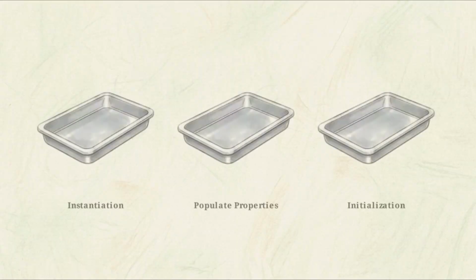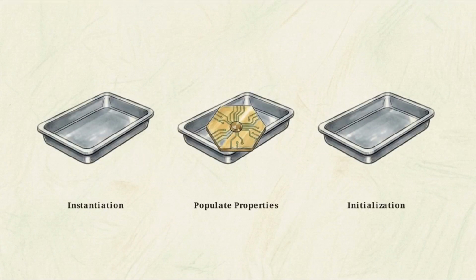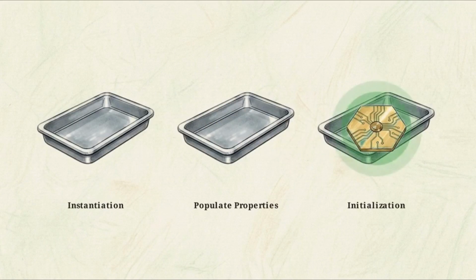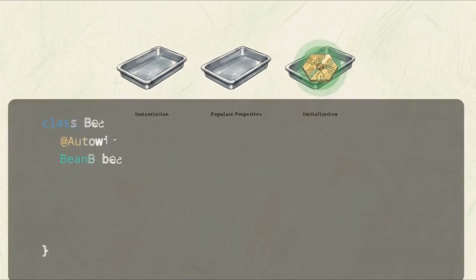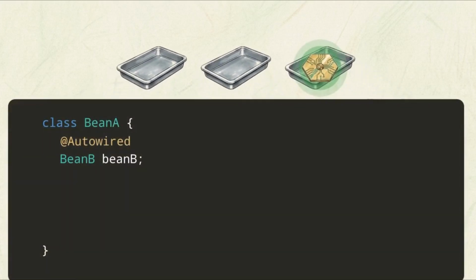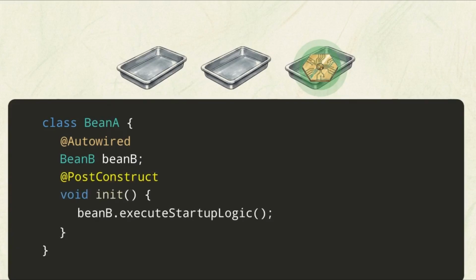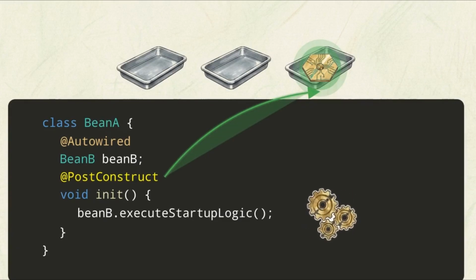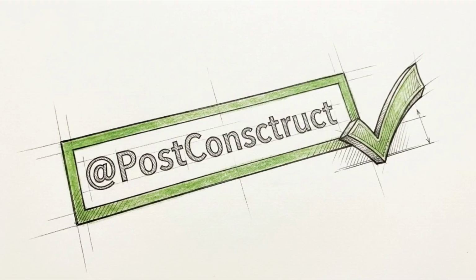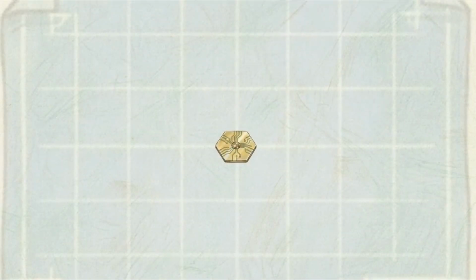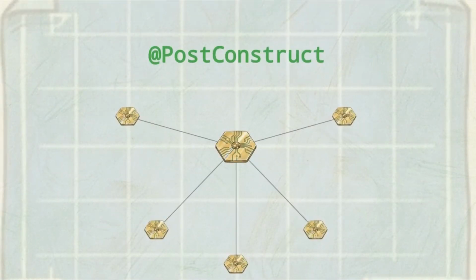Here in the final stage of our diagram, the fully wired component advances into initialization. Now that the object is built and wired, developers need a place to safely execute custom startup logic. The framework provides the post-construct annotation. This serves as the designated callback method for executing custom initialization routines. The structural guarantee of this annotation is absolute. Any code executed inside a post-construct method is guaranteed to have all of its auto-wire dependencies fully resolved and active.